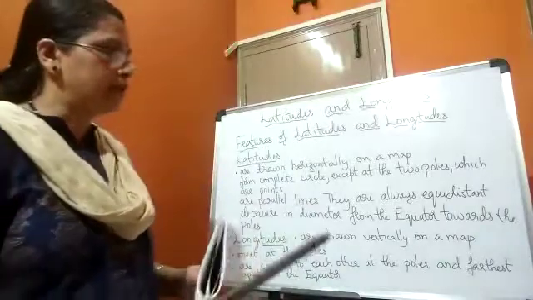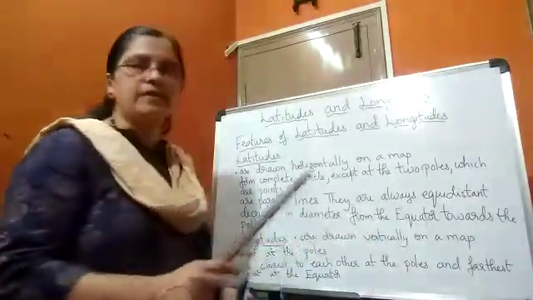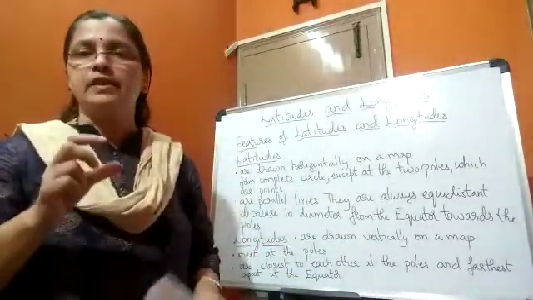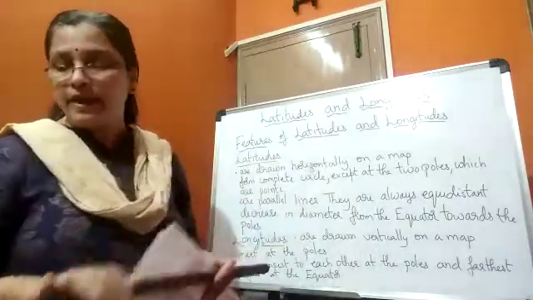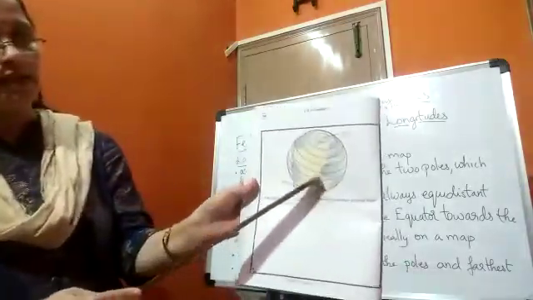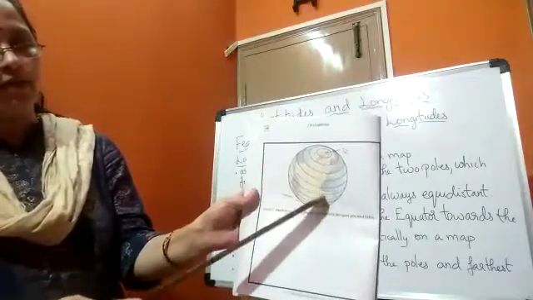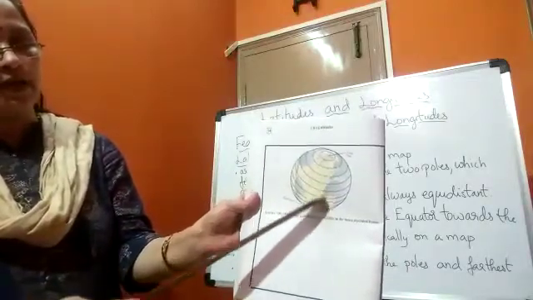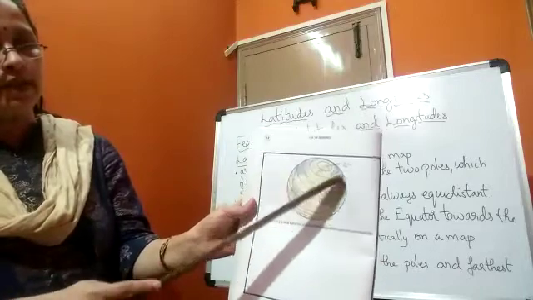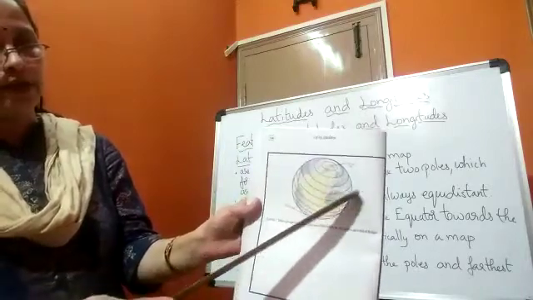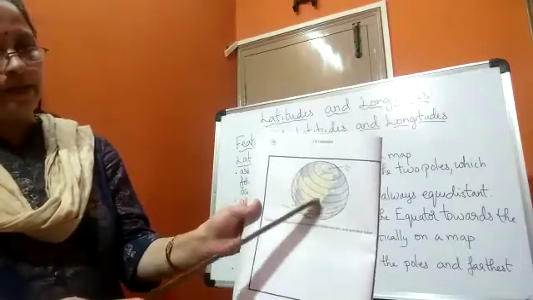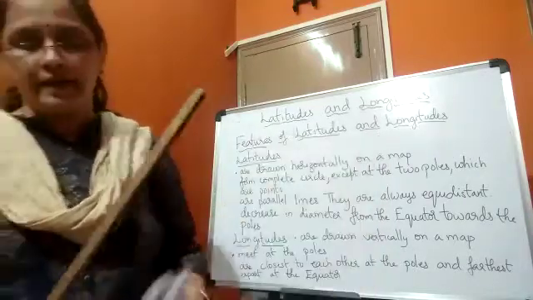Today's word is only one word, that is equidistant, the equal distance between these latitudes. All the latitudes have equal distance, but the diameters will go on decreasing. This is the longest diameter and this goes on decreasing.